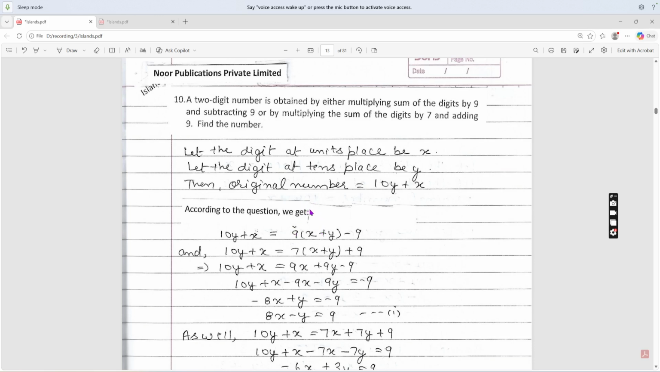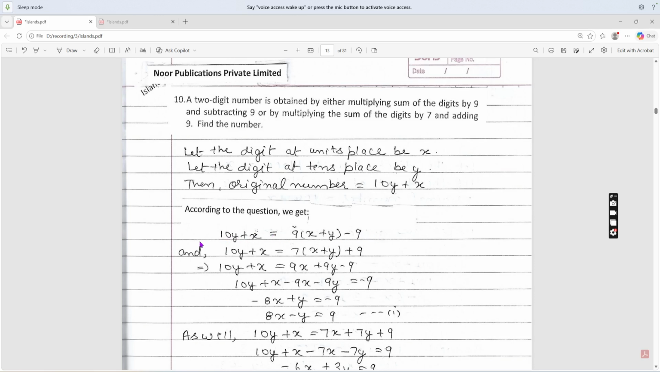Be careful, it is written sum of the digits, sum of the digits. It is not written as the sum of the 2-digit number. It is written sum of the digits. So whenever it is written sum of the digits, we have to put 9 into x plus y, and minus 9, because it is clearly mentioned subtracting 9. So now just open the bracket and we are going to get the linear equation in 2 variables, that is x and y.